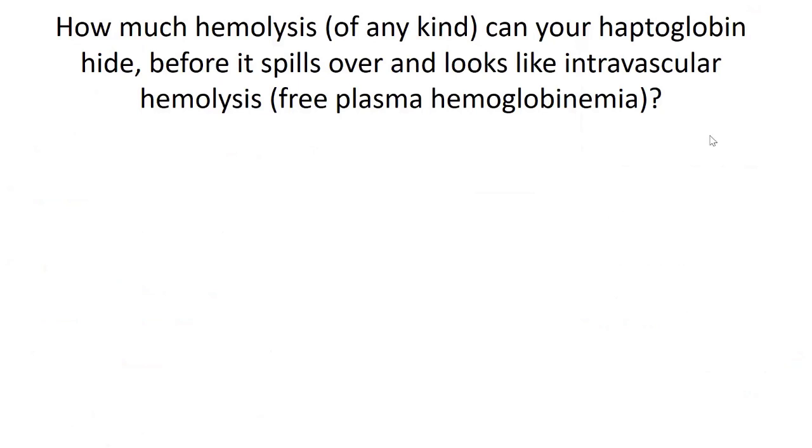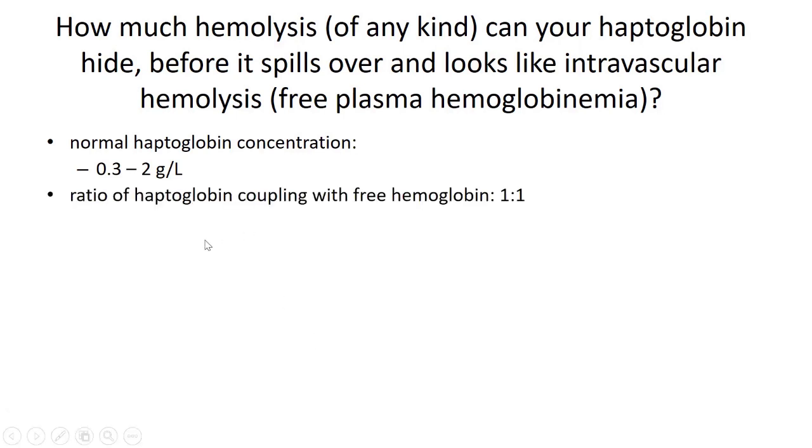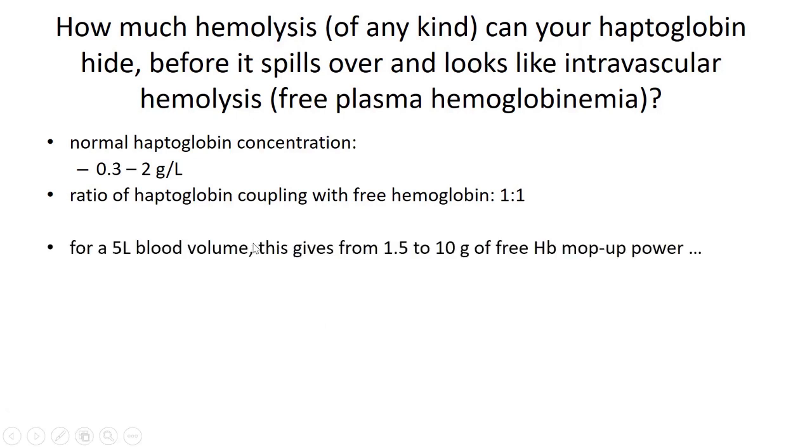Now, how much hemolysis of any kind can your haptoglobin actually hide or quench out before that excess spills over and looks like intravascular hemolysis, even if it's occurring extravascularly? So at what point do you have this escape velocity in free plasma hemoglobin? Well, the answer depends on how much haptoglobin you have at baseline and how much you replace with when this is getting used up. The ratio of haptoglobin coupling to free hemoglobin is 1:1.